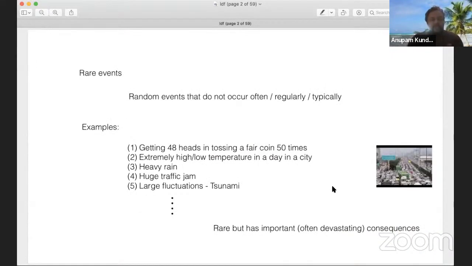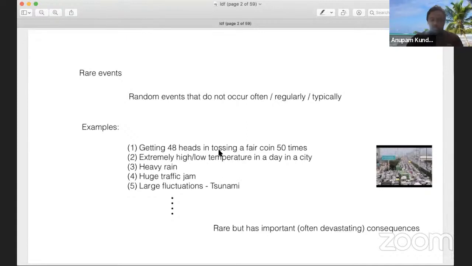Okay, so let me start with rare events. These are random events that do not occur often, regularly or typically. There are many examples. A simple example would be getting 48 heads in tossing a fair coin 50 times. Then there are other examples, like extremely high or extremely low temperature in a day in a city, heavy rain, heavy traffic jam, large fluctuations like a tsunami. There are many more. So these events are rare, but have important, often devastating consequences. So it's important to study them.